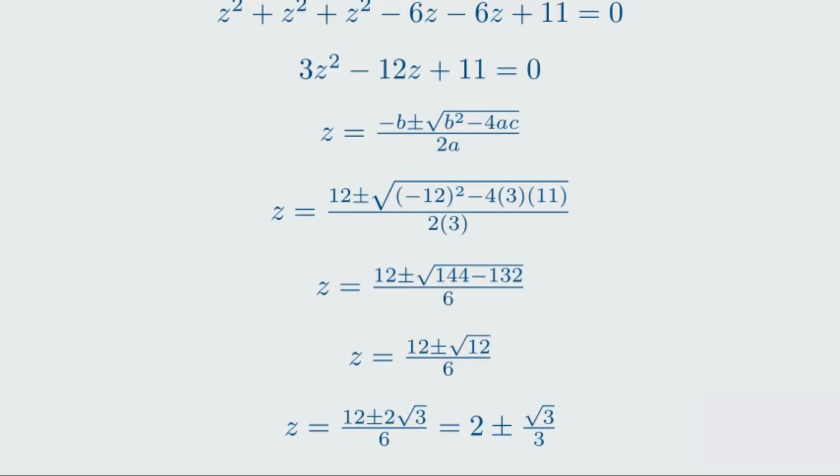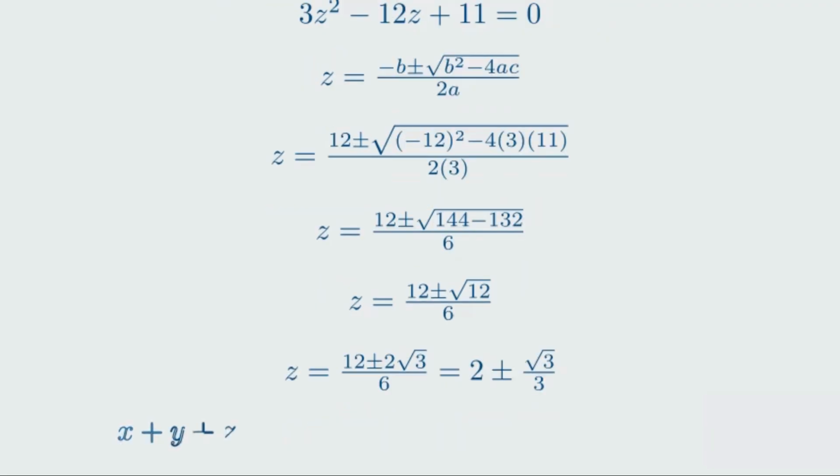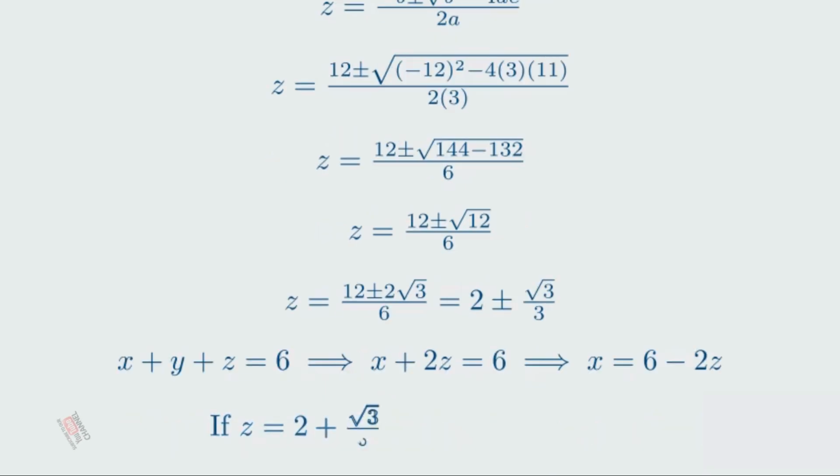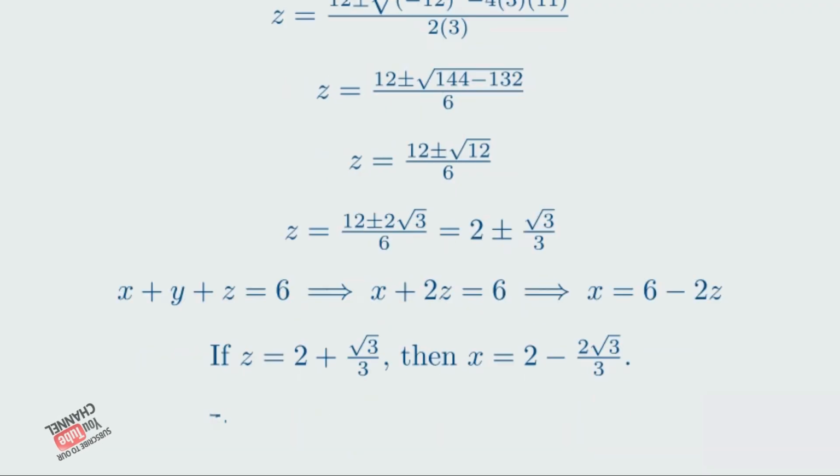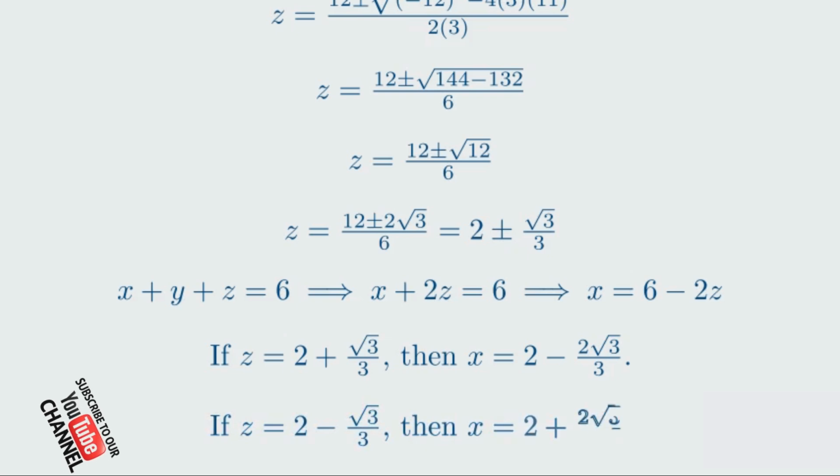Now we just need to find the corresponding values for x. Let's use our original linear equation, x plus y plus z equals 6. Since y equals z, this simplifies to x plus 2z equals 6. So, x must be 6 minus 2z. Let's find the two possible x values. For the first z, x is 2 minus 2 times the square root of 3 over 3. For the second z, x is 2 plus 2 times the square root of 3 over 3.